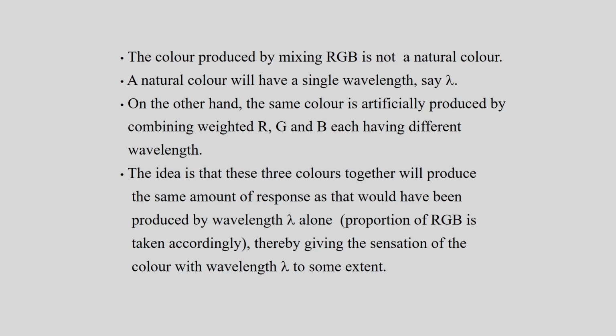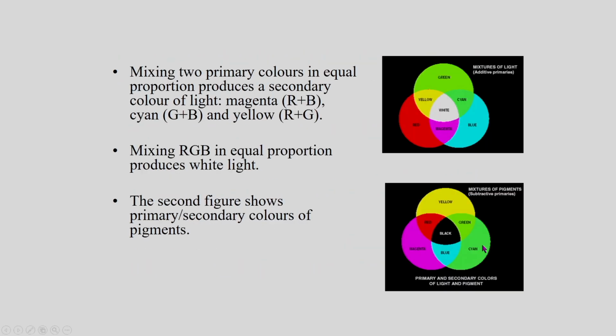But in this case, if I consider the same color artificially produced by combining the weighted R, G and B having different wavelengths, any color we can produce artificially by combining R component, G component and blue component. In this case, the color produced by mixing RGB is not a natural color, because for a natural color we have only a single wavelength. And in this case I am showing these cases.